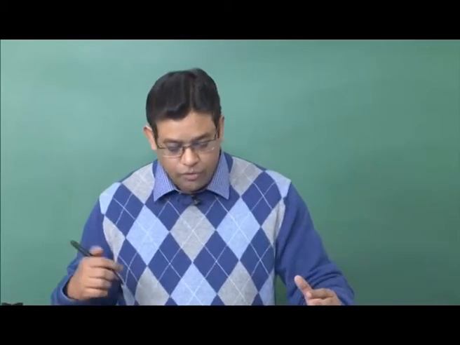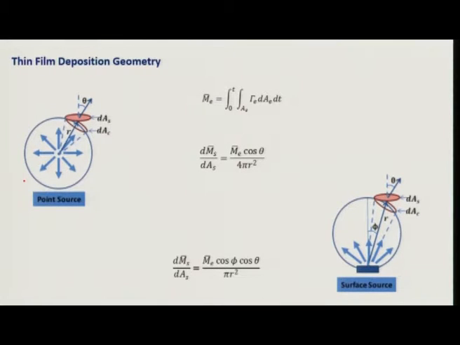Now, let us move forward. The dependence of thin film deposition on the geometry of source. Okay. So, let us consider first the point source, which is shown here. In this geometry, I am considering that my source is a point source of an elemental area D A E. Okay. So, this is an elemental area of the source.